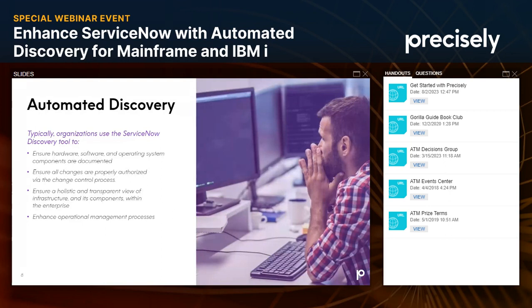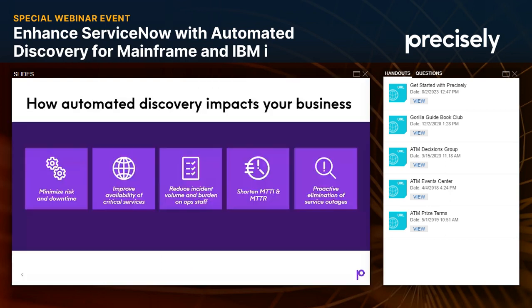So kind of to really sum up the topic here, automated discovery can help minimize your risk and downtime because it's always current. It always knows what's out there in the environment and has updated the different relationships that it needs to. So it can improve your availability of your systems, improve the performance of the systems even to some extent, but it can make sure that those services you need to keep your business running are up and running.